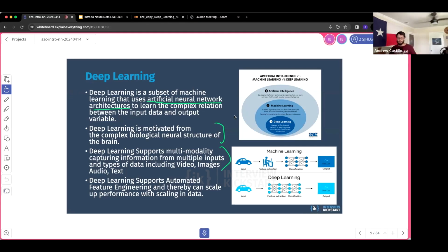And then deep learning also can support automated feature engineering depending on how you actually hook it up, which is also pretty cool. Whereas in traditional machine learning, you almost have to do that feature engineering yourself, right? Which is kind of time consuming, and deep learning can almost understand those relations implicitly, which is pretty great.